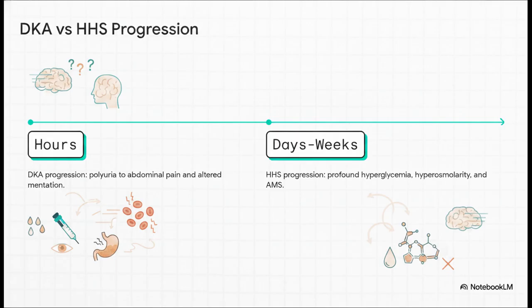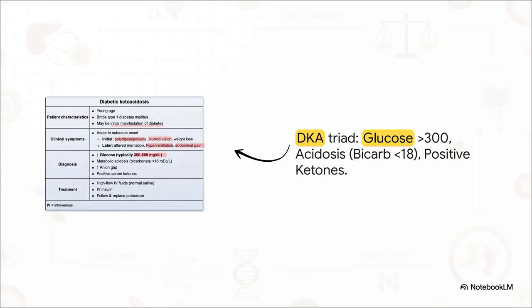It leads to profound hyperglycemia, hyperosmolarity, severe dehydration, and altered mental status. But the key here is you'll see minimal ketosis or acidosis. Looking at the lab pattern for DKA, you'll usually spot a serum glucose somewhere between 300 and 800. Labs are going to show an anion gap metabolic acidosis with a bicarb under 18, right alongside positive serum ketones. When you recognize that specific triad, it's your immediate cue to start the emergency management sequence.